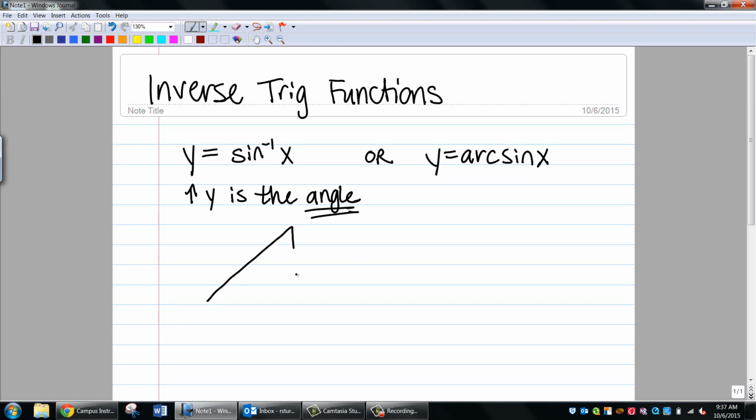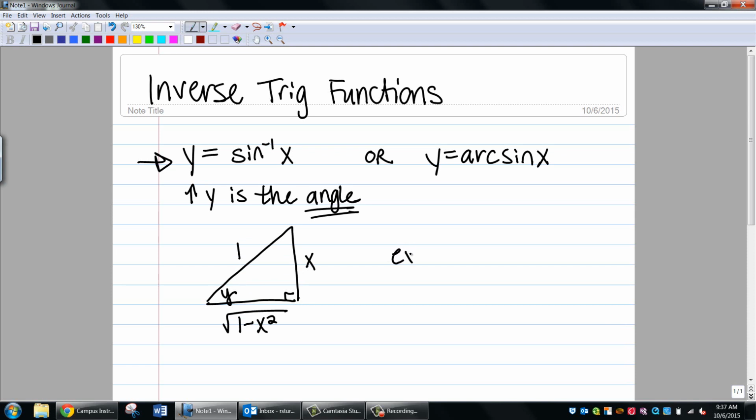So if we think of it on a right triangle, the angle is y, and its sine, opposite over hypotenuse, would be x over 1. So that leaves, by the Pythagorean theorem, this side to be the square root of c squared minus a squared, or 1 minus x squared. So now we need to figure out how to find the derivative of this guy.